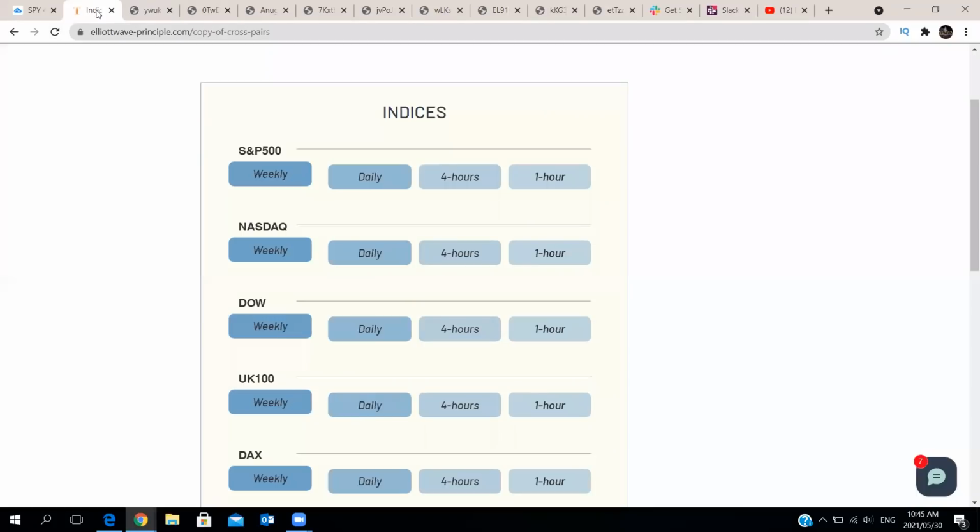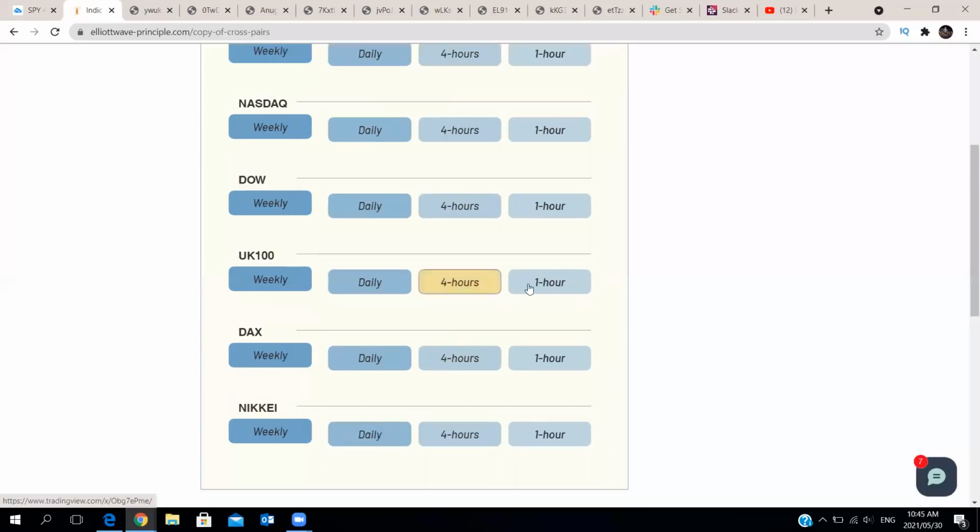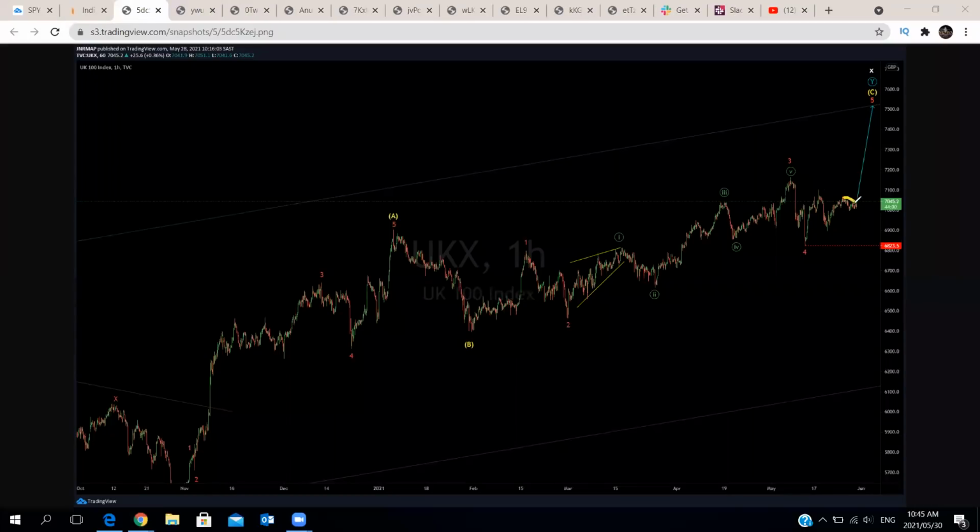All right, so that is the S&P 500, the UK 100. Let's have a look at that on the 1 hour. We are going to see this one push to the upside as follows. So it looks like this is all the way 4 in this red degree, and we're going to be looking for this to continue to push to the upside.